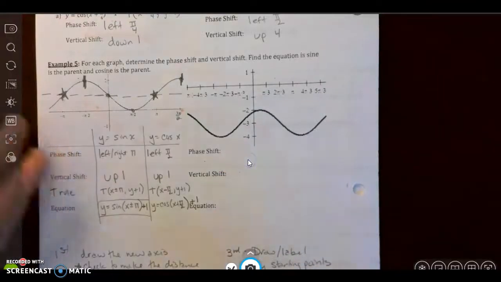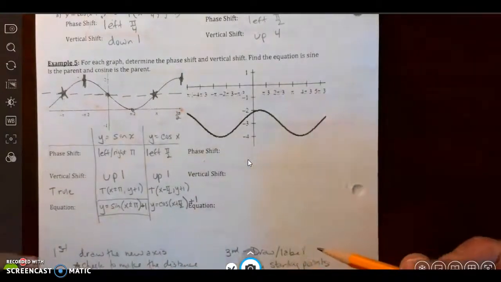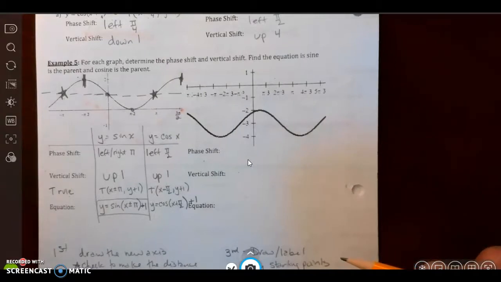When we practice this, writing the equation for sine and cosine just the once. So we're going to do this again, and we're going to follow and read through all these steps to really help us get this right. It says first draw the new axis.